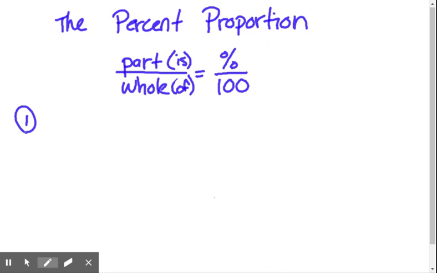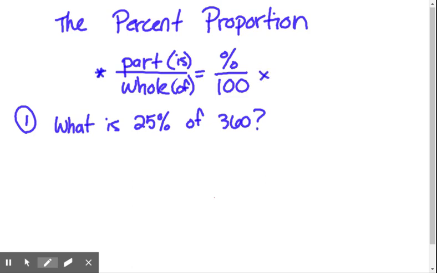So the first problem we're going to look at is, what is 25% of 360? Going to use the percent proportion to solve this. So I'm going to use the percent proportion here as a formula. I'm going to plug some things in. Of 360, and what is, and then I have a 25%. Look for these keywords is over of.